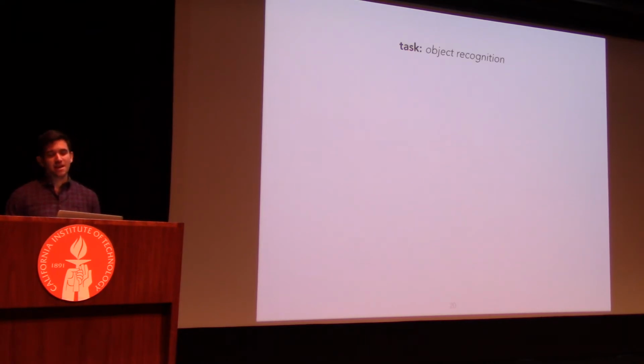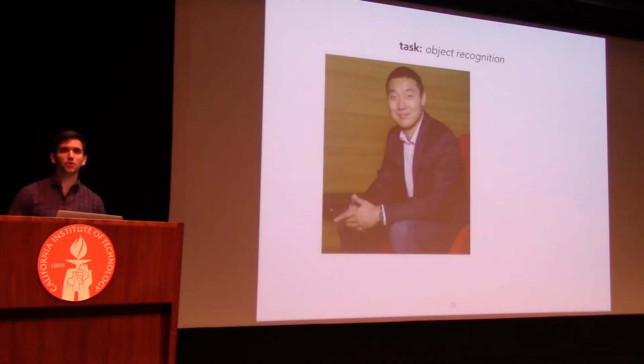So, say my task is object recognition, and I'll apologize to Yisong, but we're going to try to recognize Yisong. Yisong's my advisor. I'd like to be able to make a machine so that if I see Yisong, I can recognize him and say, oh, okay, I need to go talk to Yisong or whatever.